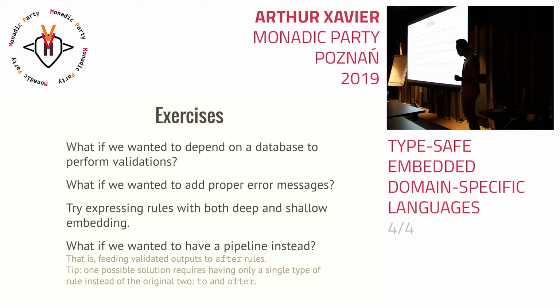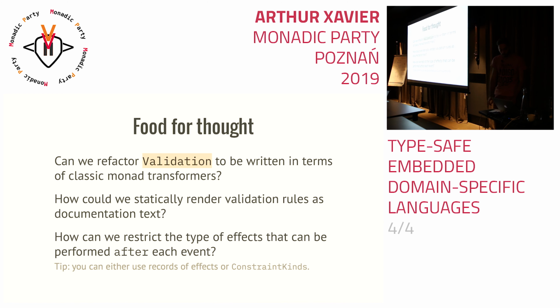It's pretty simple. We could try expressing the rules with both deep and shallow embedding. We've done that with deep embedding first. And what if we wanted to have a pipeline instead that is feeding the validated outputs? Like imagine that now validation rules have outputs. What if we wanted to feed those into the after rules? One possible solution requires having only a single type of rule. Hopefully that can lead someone to the right way. And more homework, more food for thought.